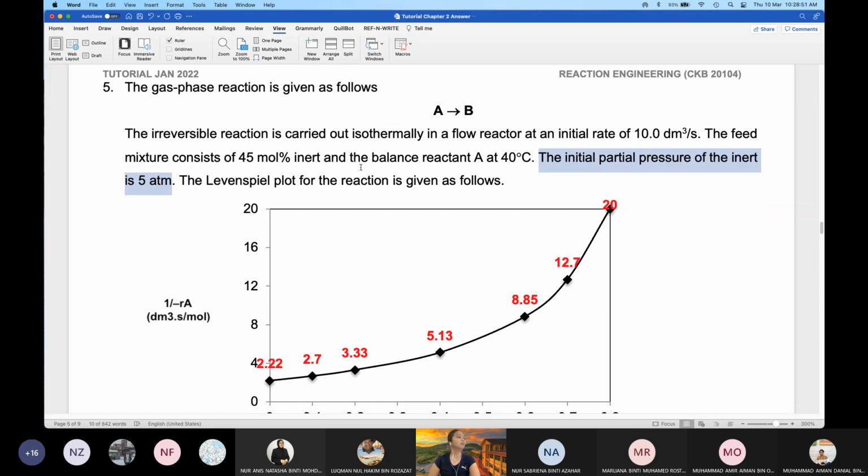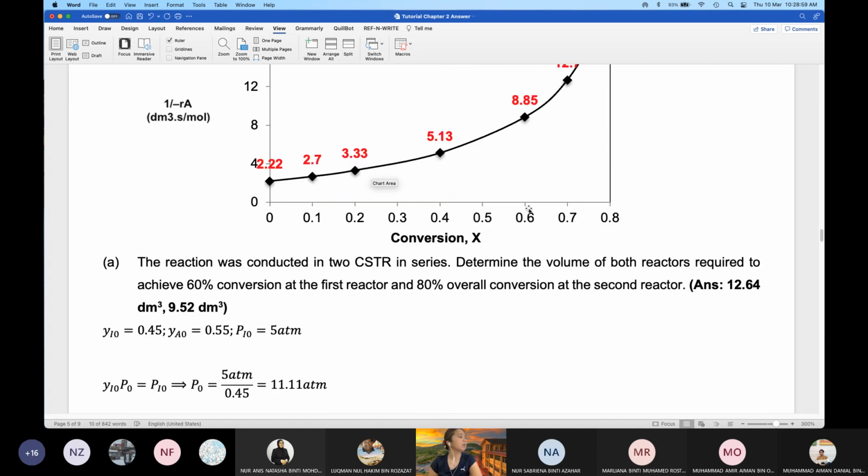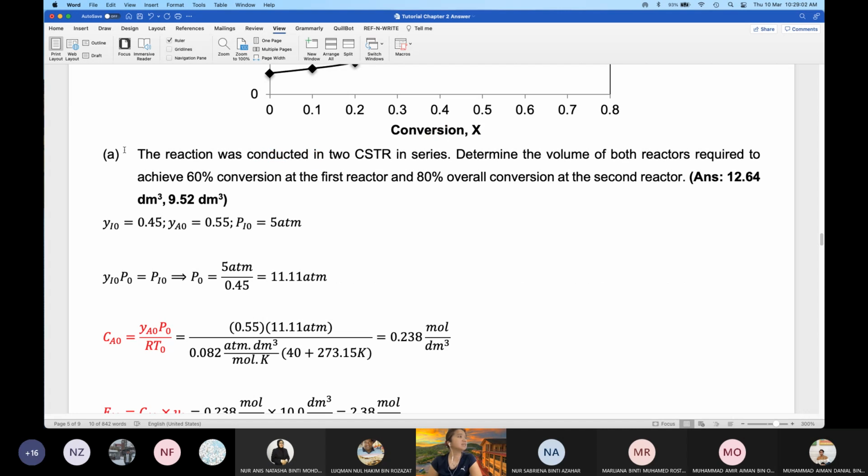Right, so they give us the Levenspiel plot. Okay, right, so Levenspiel plot, 1 per minus RA versus X. Right, next. The reaction was conducted in 2 CSTR in series. Determine the volume of both reactors required to achieve 60% conversion at the first reactor and 80% conversion at the second reactor. Dia kata kita run this in a CSTR. Dia nak kita cari volume, okay, and they say X1 0.6, X2 0.8. They want us to find the volume.